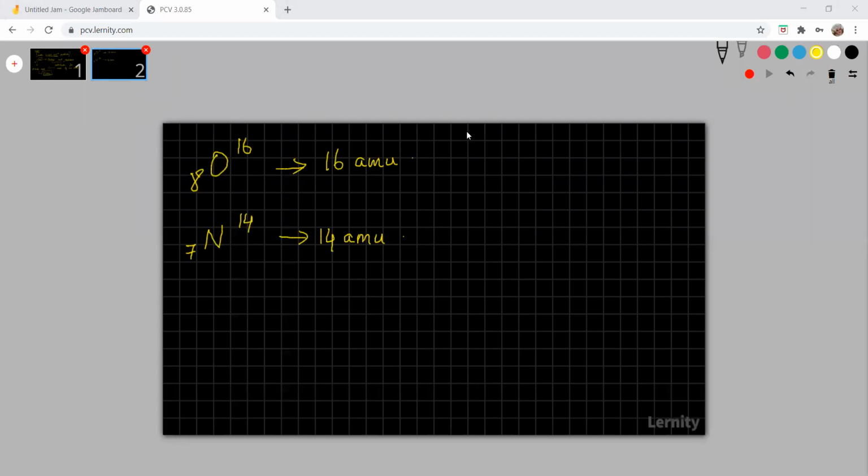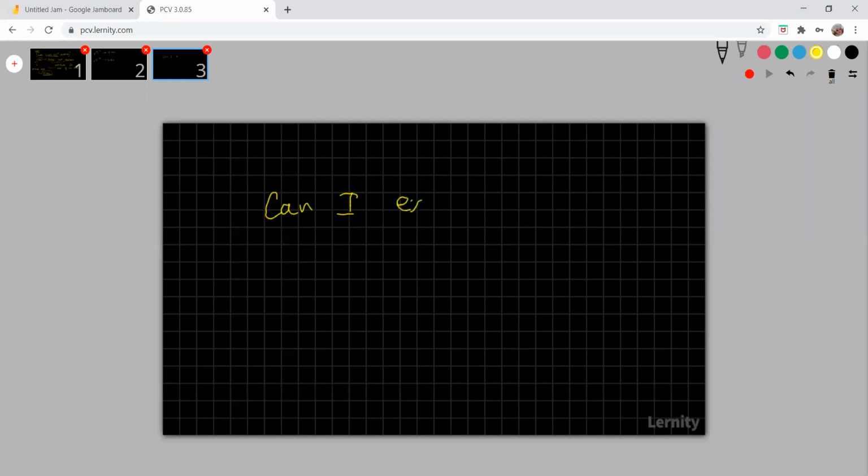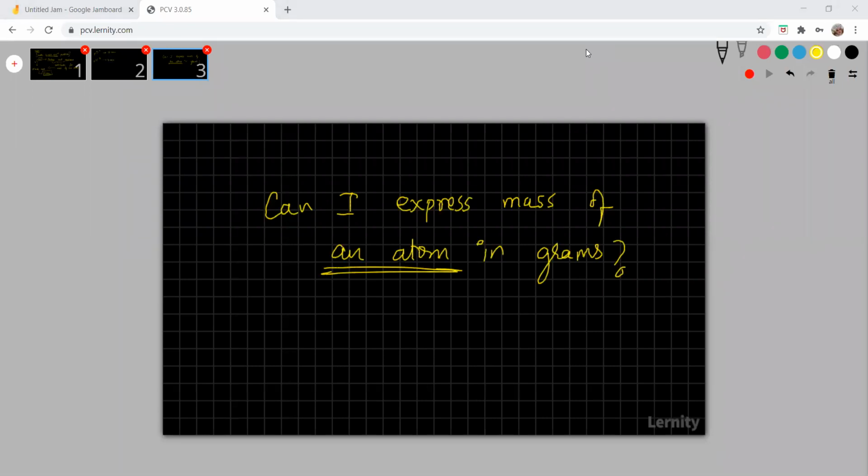Good. Now, can I express the mass of an atom in grams? An atom. Understand? Yes. Okay, my voice is breaking. Is it clear now? Is my voice clear now? Okay, thank you. So can I express the mass of an atom in grams?